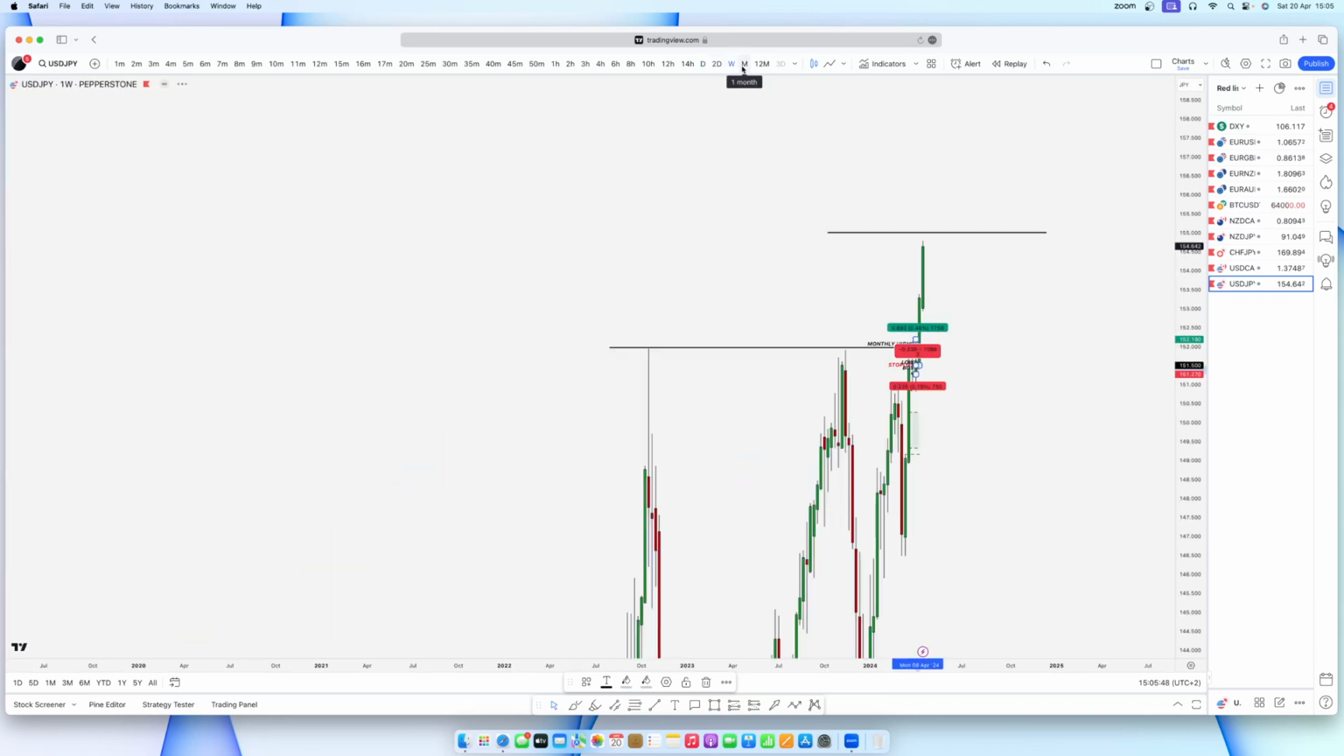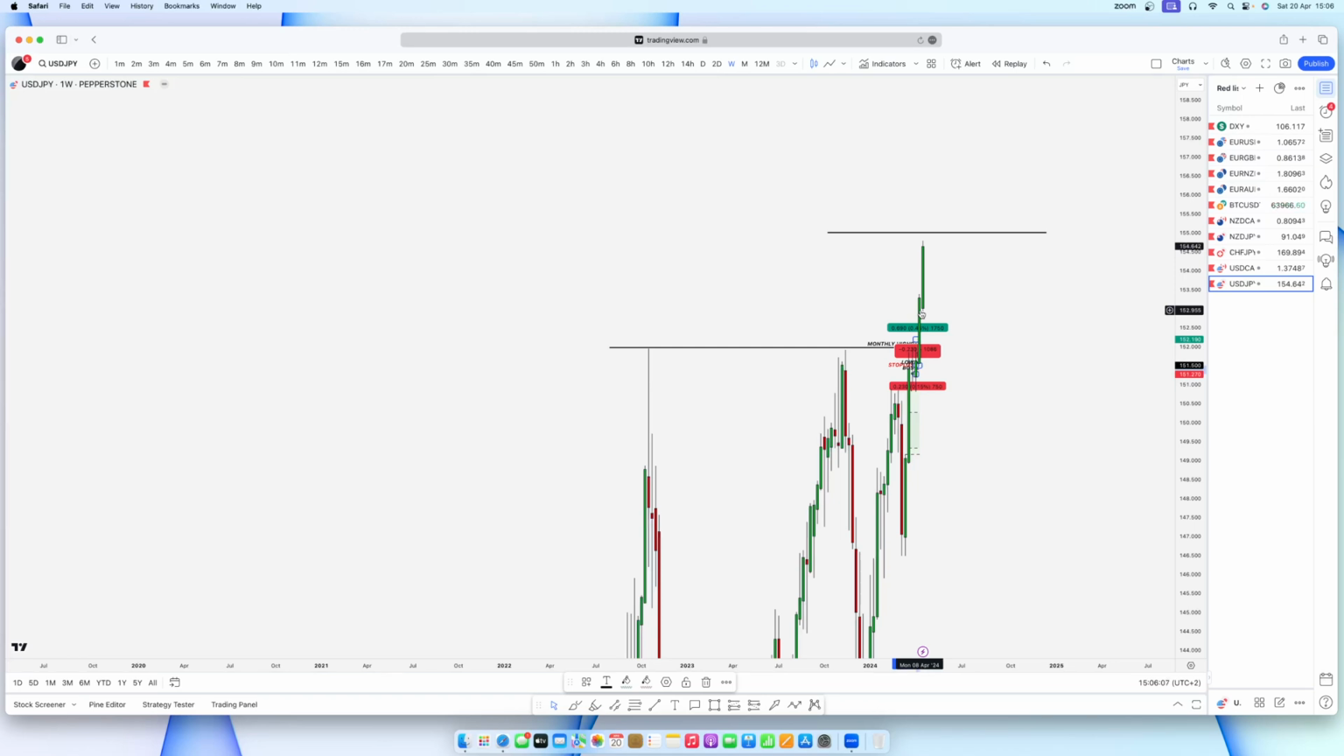And so the monthly liquidity we wanted to capture, price is taking it out. So I'm not calling for a buy. I'm not seeing any point of interest. I just wanted you to know that we are close to the 155 area. So these are the assets I'm going to be looking at.